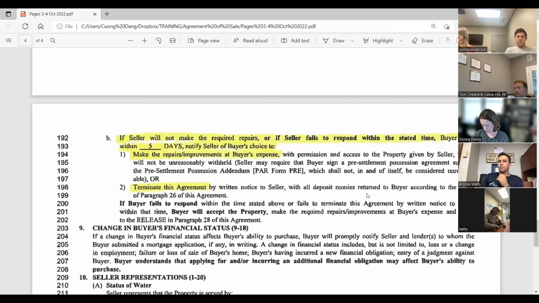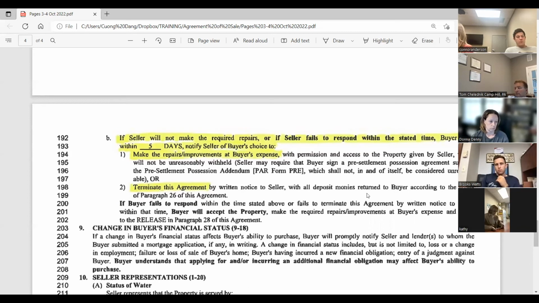If seller will not make the required repairs, or if seller fails to respond within the stated time, buyer will within 5 days notify seller of buyer's choice to. Okay, so the seller says, I'm not going to make the repair, or the seller just completely ignores you. Okay, then the buyer within 5 days will, 1, make the repairs at their own expense and continue with the deal, or 2, terminate. There's their right to terminate by written notice to seller, and all deposit monies come back to the buyer.